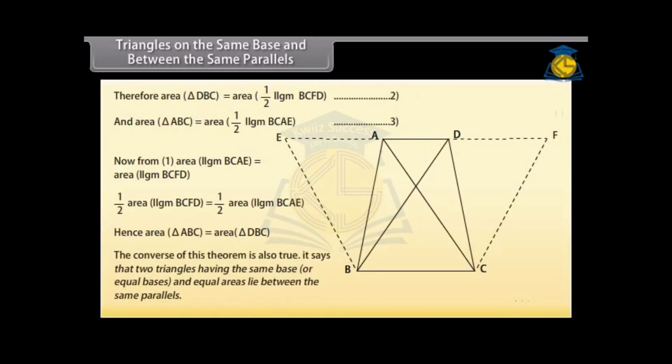The converse of this theorem is also true. It says that two triangles having the same base or equal bases and equal areas lie between the same parallels.